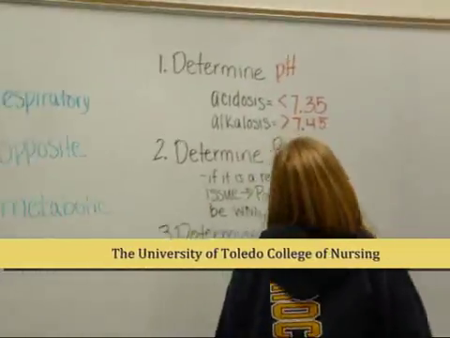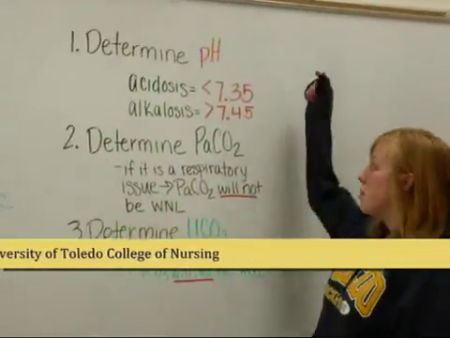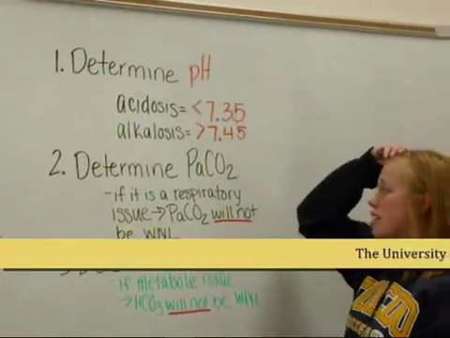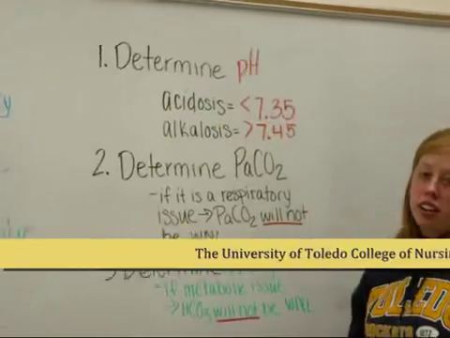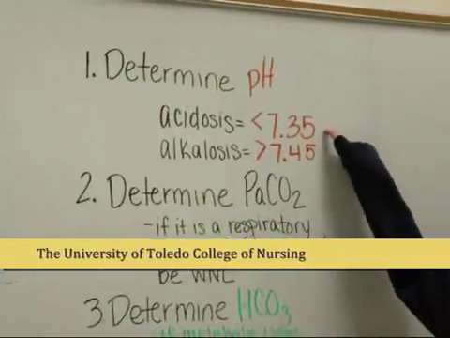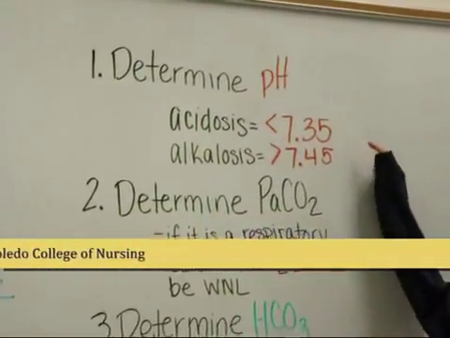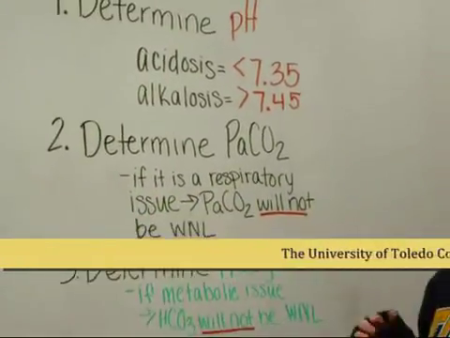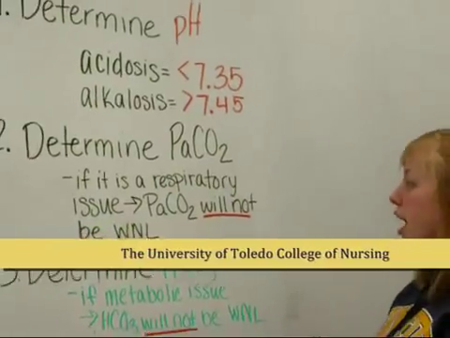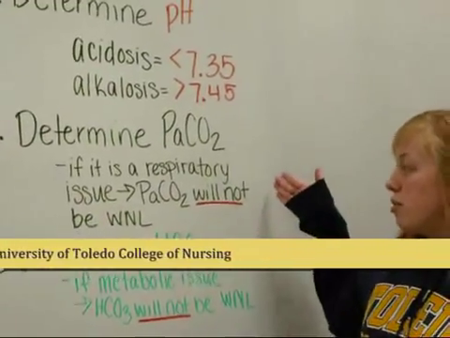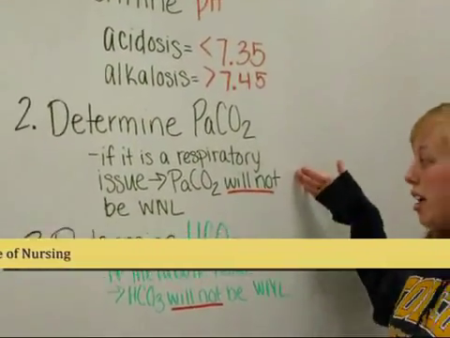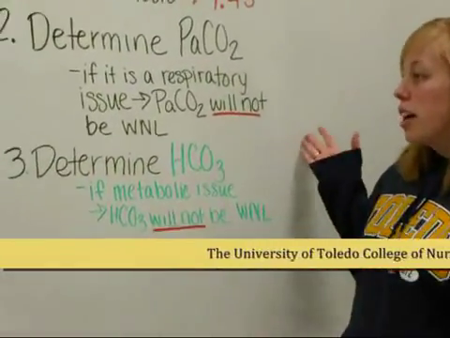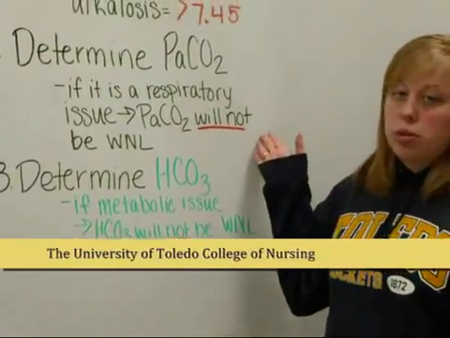So the first step in determining ABGs is you have to look at the pH because that determines whether or not it's acidotic or alkalotic. If it's less than 7.35, it's acidotic, and if it's greater than 7.45, it's alkalotic. Your next step is to determine your carbon dioxide. You will figure out if it's a respiratory issue if the level is out of normal range. If it's greater or less than 35 to 45, it's a respiratory issue.